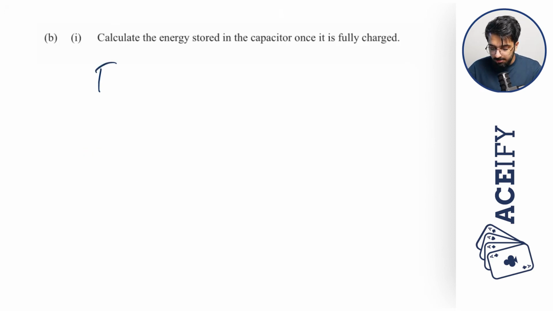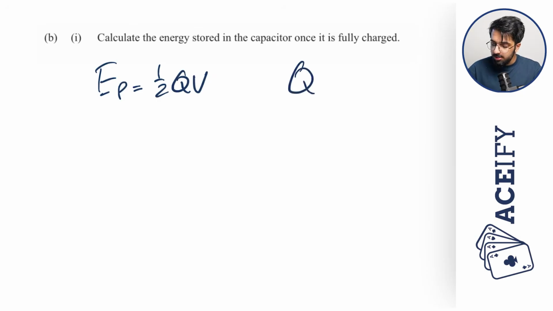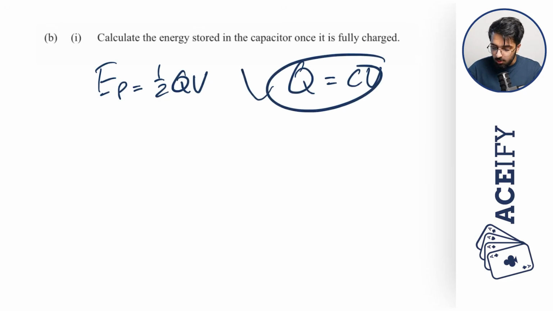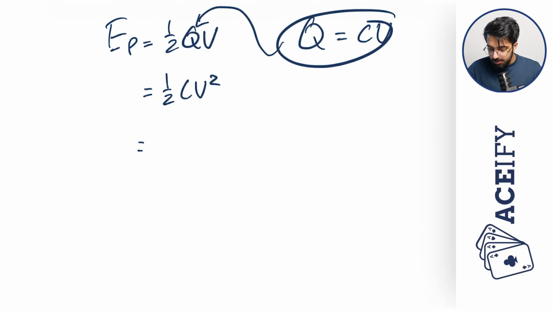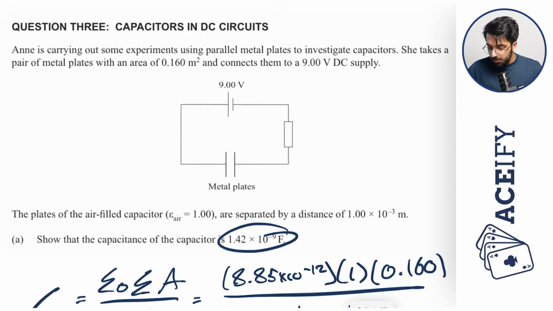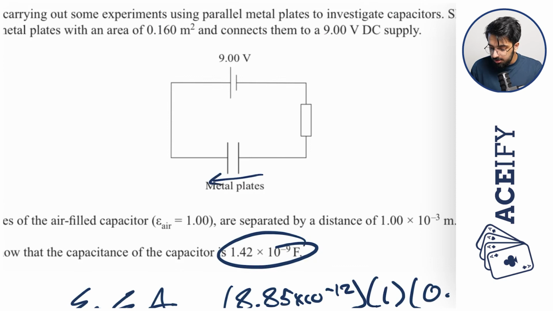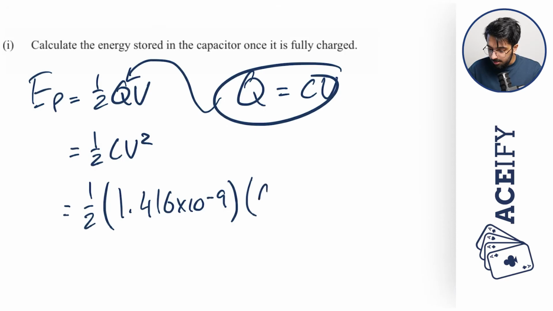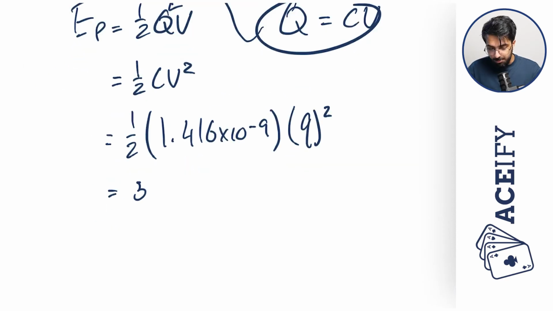Alright, so we know that EP is equal to half QV. Alright, that's in our formula sheet. We're not given the charge stored on the capacitor, but what we do know is that Q is equal to CV, and so we can plug this in and we get half CV squared, okay? And so now we can plug in our numbers, and we get half times our capacitance, which is 1.416 times 10 to the negative 9, multiplied by our voltage. When the capacitor is fully charged, the voltage across this capacitor is going to be equal to the power supply, and so therefore that is 9 volts squared, and this is equal to 5.73 times 10 to the negative 8 joules.